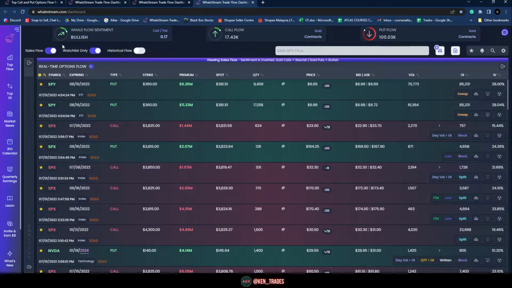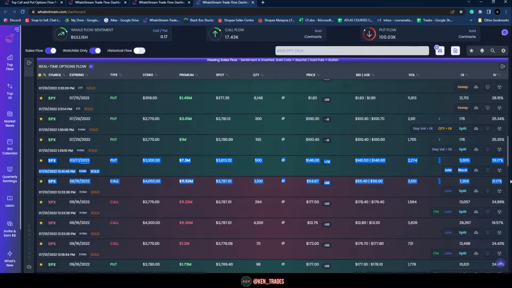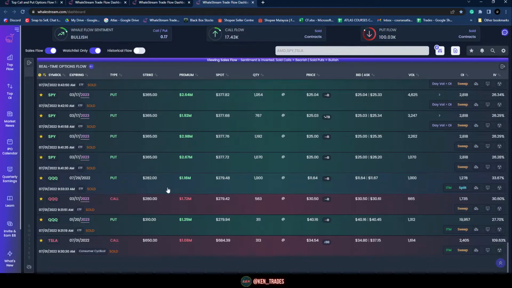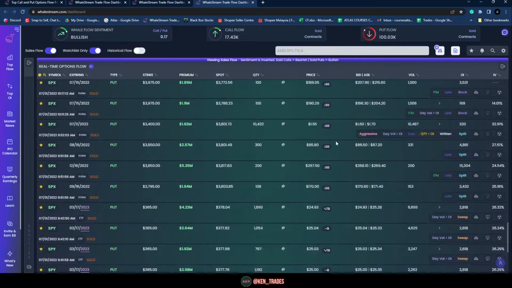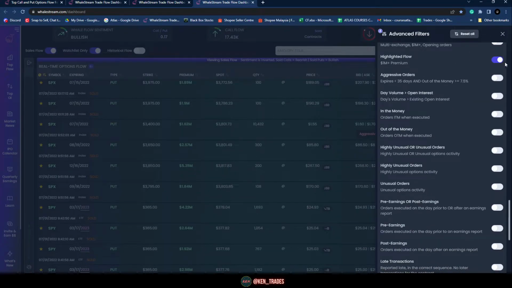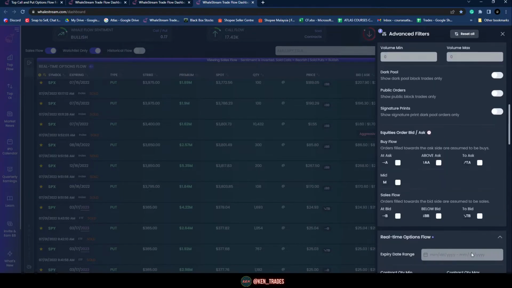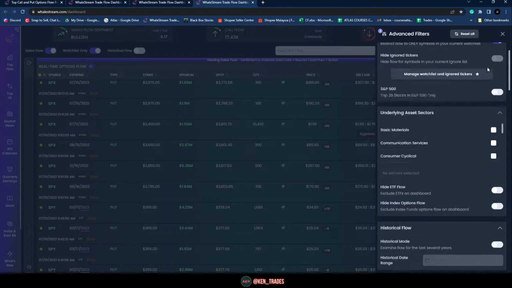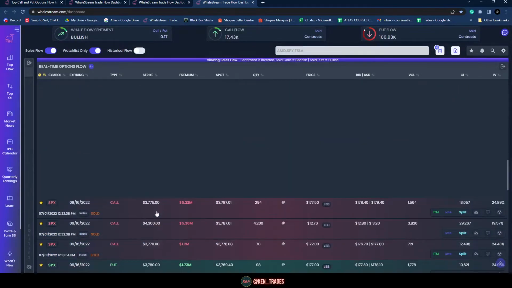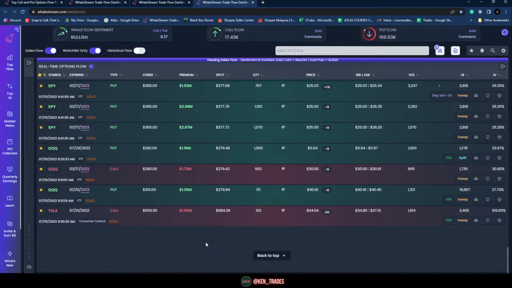And then the last one is sales flow. Okay, this will tell me what options are being sold. Alright, right, so same thing, sales flow, highlighted flow, these three things. Okay, and only on my watch list, because I'm not interested in any other tickers to trade.